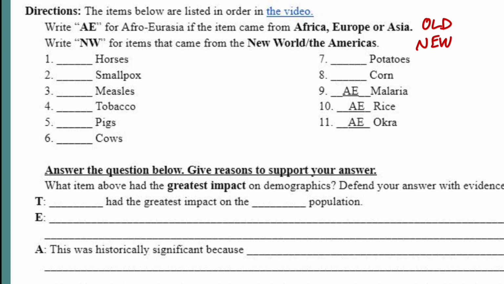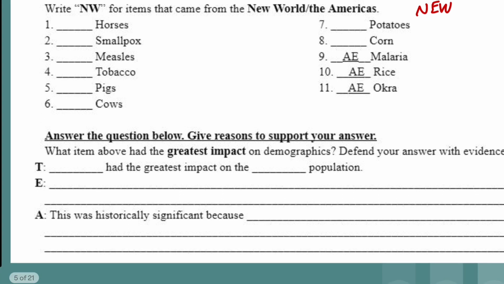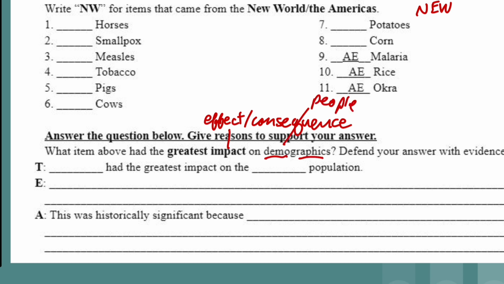Which of these items, numbers 1 through 11, had the greatest impact, the greatest effect on the population? Okay, so how did horses impact the Native Americans? How did smallpox impact the Native Americans? How did potato impact Africa or Europe or Asia? Pick one of these items and say which one had the greatest impact on the population.